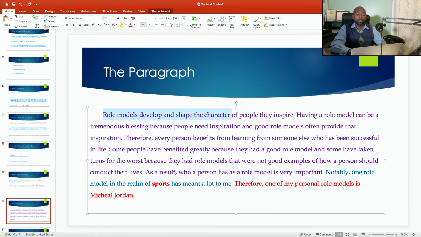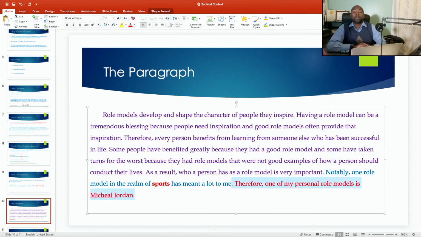Role models develop and shape the character of the people they inspire. Having a role model can be a tremendous blessing because people need inspiration, and good role models often provide that inspiration. Therefore, every person benefits from learning from someone else who has been successful in life. Some people have benefited greatly because they had a good role model, and some have taken turns for the worse because they had role models that were not good examples of how a person should conduct their lives. As a result, who a person has as a role model is very important. Notably, one role model in the realm of sports has meant a lot to me. Therefore, one of my personal role models is Michael Jordan.